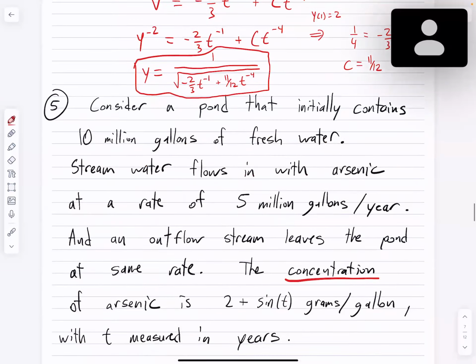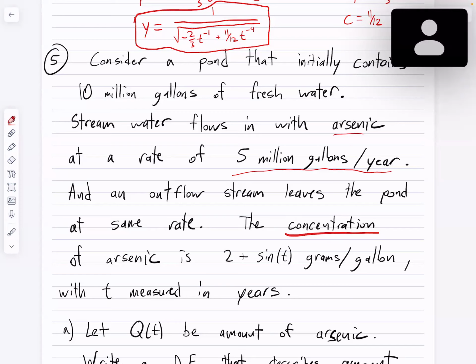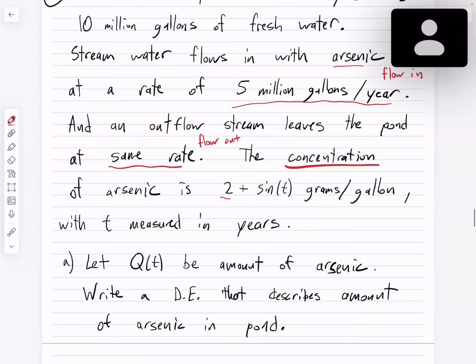Consider a pond that initially contains 10 million gallons of fresh water. So fresh water means the concentration at time 0 is 0. Stream water flows in with arsenic at a rate of 5 million gallons per year. So this is the flow in rate. An outflow stream leaves at the same rate, so the flow out is the same. The concentration of arsenic is given by 2 plus sine of t grams per gallon.